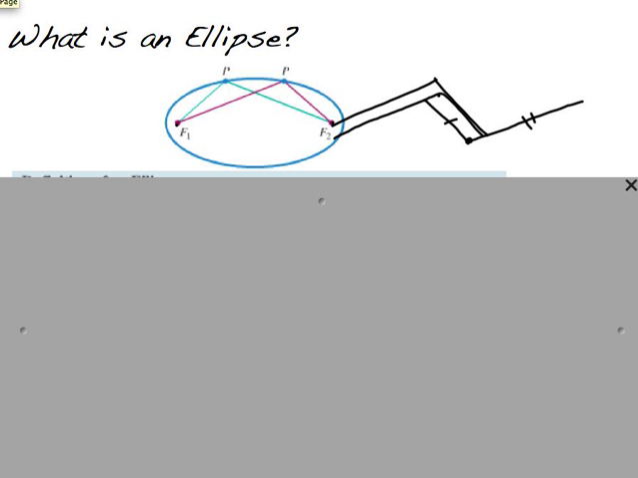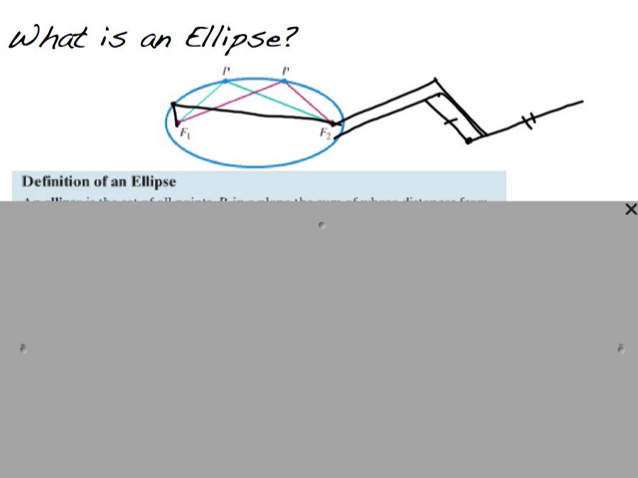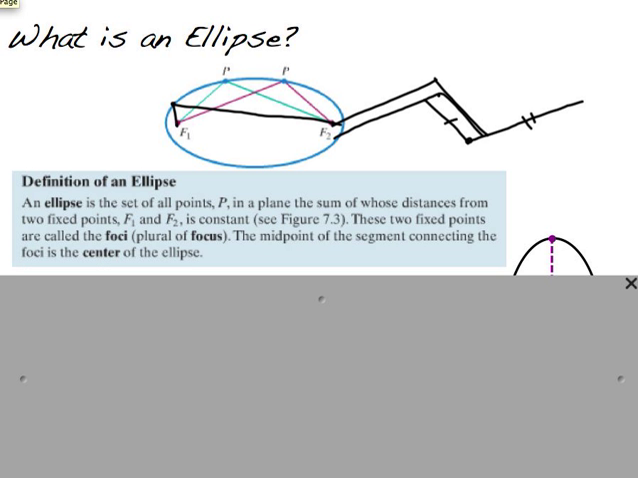Even if you go way over here, it would still be the same string that would connect the foci to that point. So the definition of an ellipse is a set of all points in a plane, the sum of whose distances from two fixed points is constant. So that distance will always be the same. And there's a proof of how to get the rule from this. We're not going to go into how the rule comes about, but I just wanted you to understand what the definition of an ellipse is.